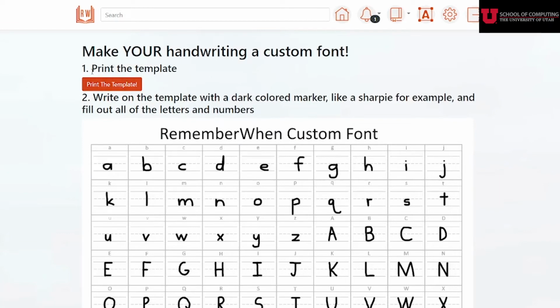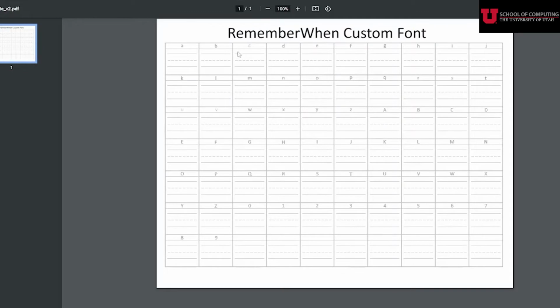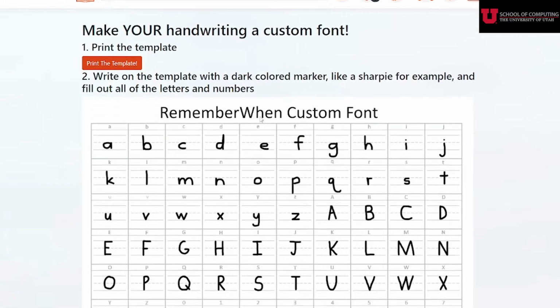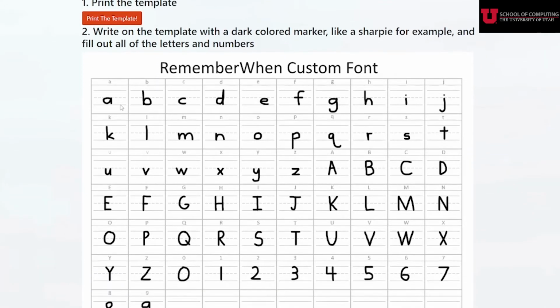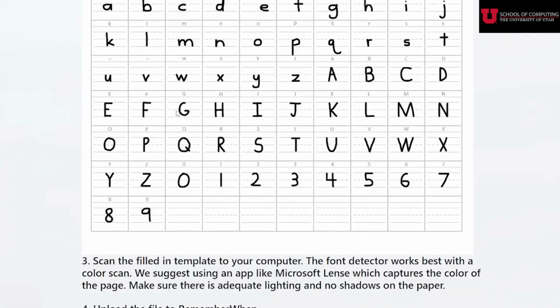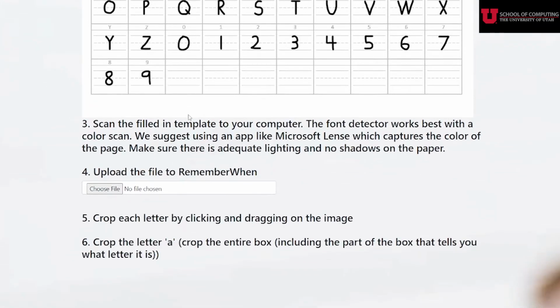What you need to do is click this print template button, which will open this template. You need to print this out, and then, using a Sharpie or a dark marker, fill out each letter as seen here. Once that's done, you need to either scan in the photo with a printer or scanner, or take an image of the photo.